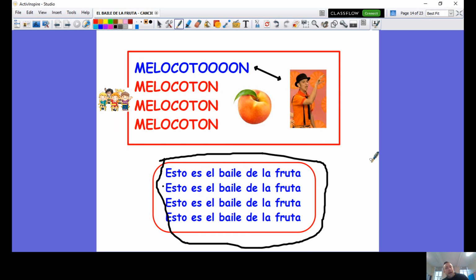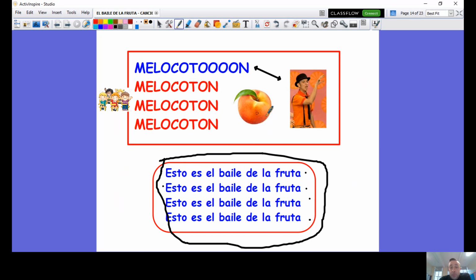Esto es el baile de la fruta. Esto es el baile de la fruta. Esto es el baile de la fruta. Esto es el baile de la fruta. You have to say it 1, 2, 3, 4 times.